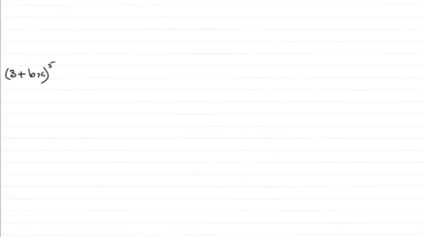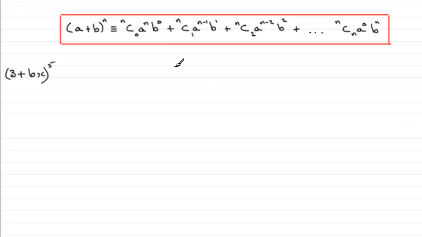Okay then, so for this part of the question we've got to find the first three terms in ascending powers of x of the binomial expansion of (3 + bx) to the power 5. To do this, I would want to use the binomial expansion formula, when you've got n as a positive integer power. And we've got 5, which is a positive integer. So a corresponds to the 3 and b corresponds to this term bx.